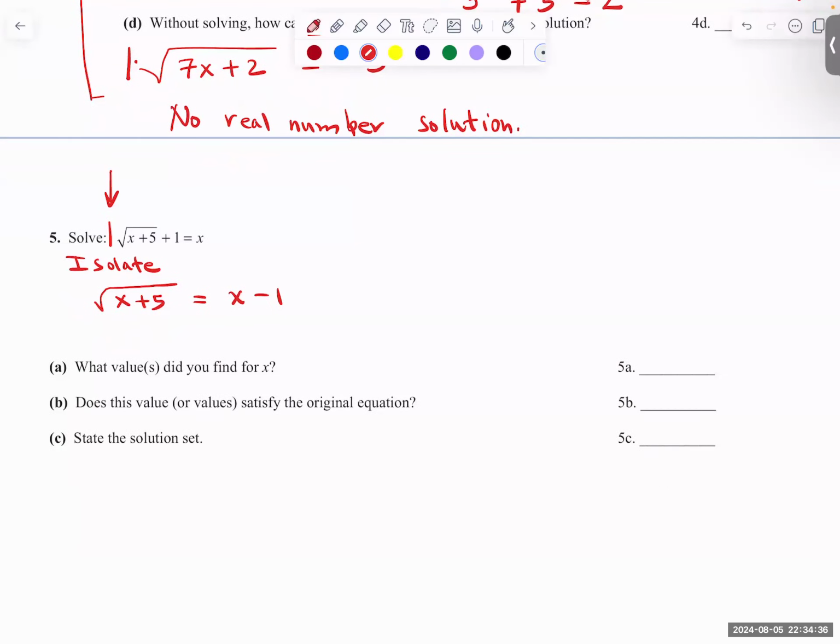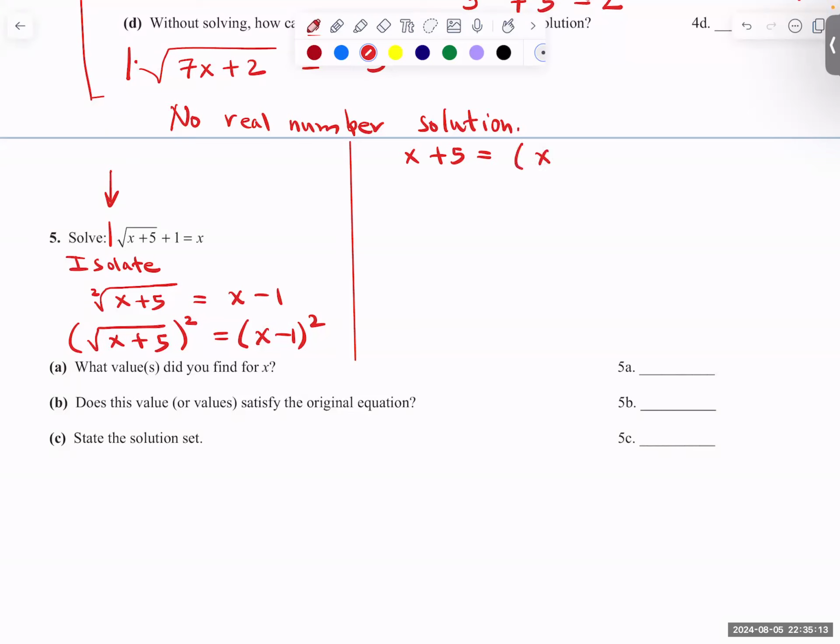Since the index is understood to be a 2, this is a square root, we're going to raise both sides to a power that equals the index and square both sides. So square the square root of x plus 5 and also square the right side, square x minus 1. On the left side, squaring the square root will eliminate the square root. So we get x plus 5 is equal to, on the right side, the exponent does not distribute.